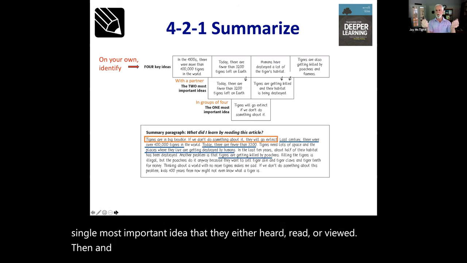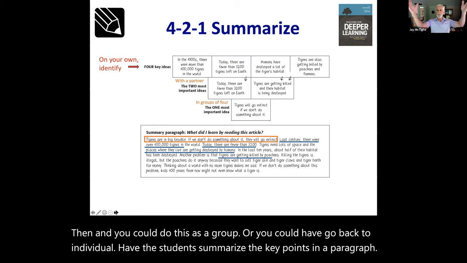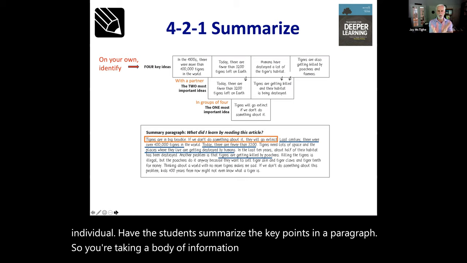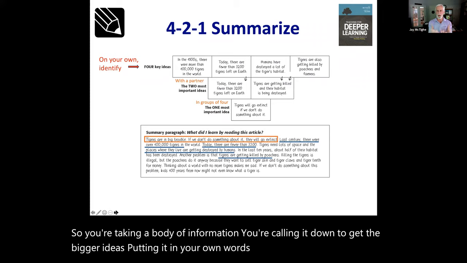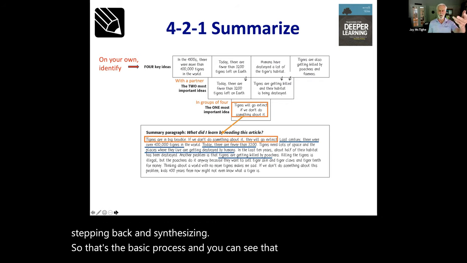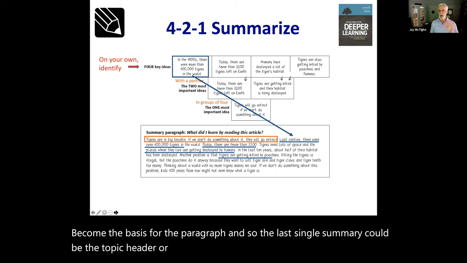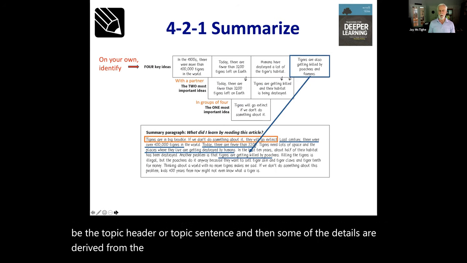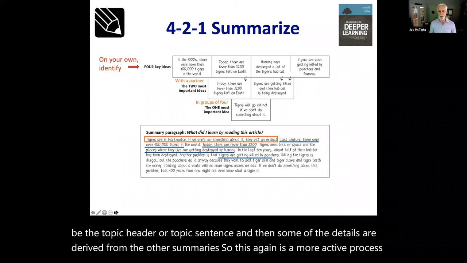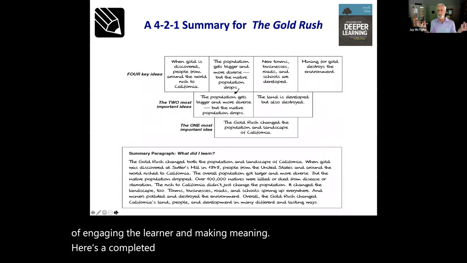Then, and you could do this as a group, or you could go back to individual, have the student summarize the key points in a paragraph. So you're taking a body of information, you're culling it down to get at the bigger ideas, putting it in your own words, summarizing it, but then stepping back and synthesizing. So that's the basic process. And you can see that the summaries become the basis for the paragraph. And so the last single summary could be the topic header or topic sentence. And then some of the details are derived from the other summaries. So this again is a more active process of engaging the learner in making meaning. Here's a completed example, again, on a content topic around the gold rush.